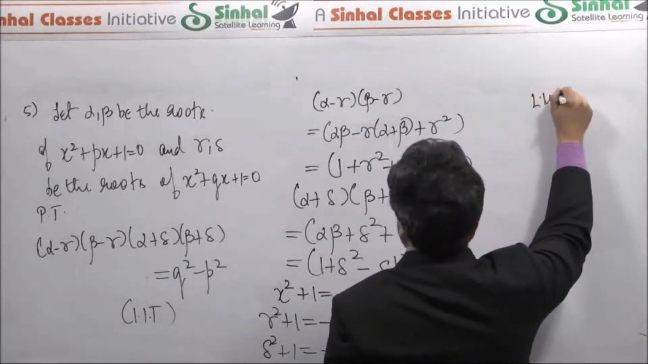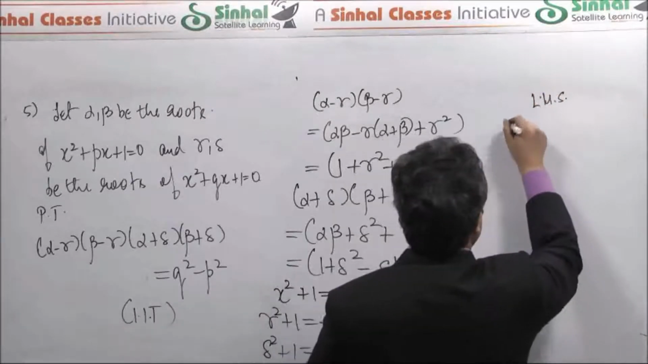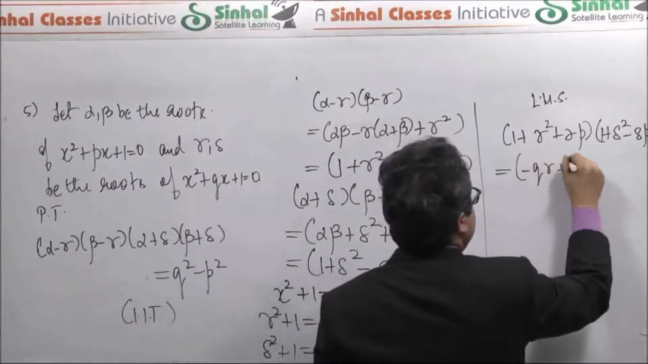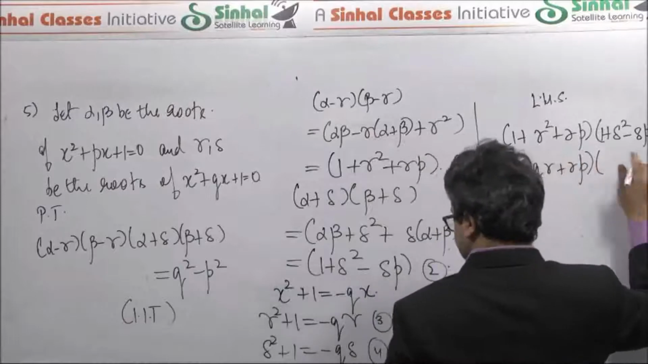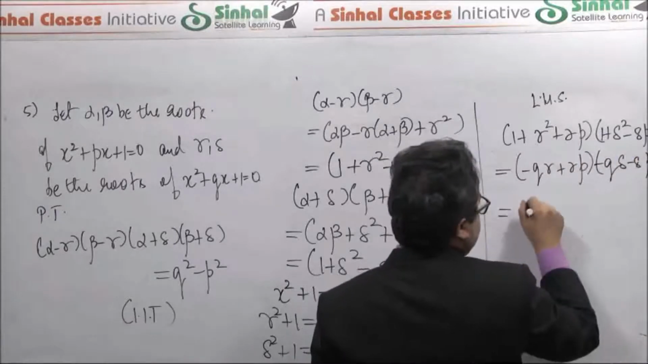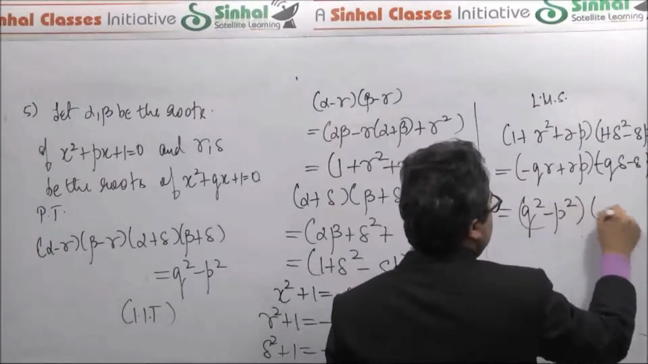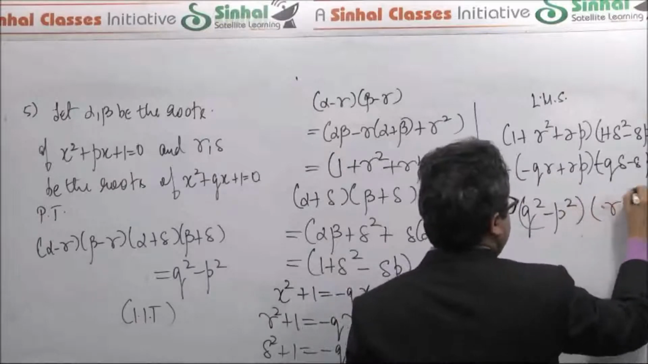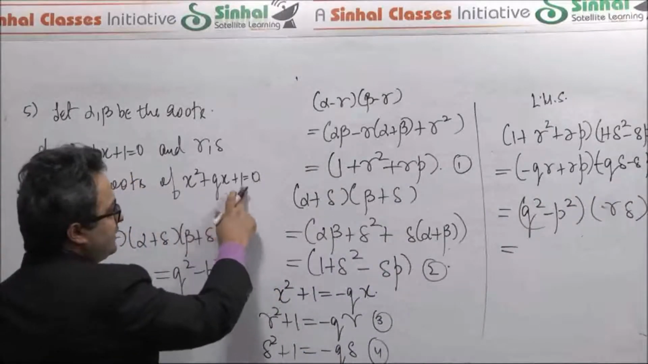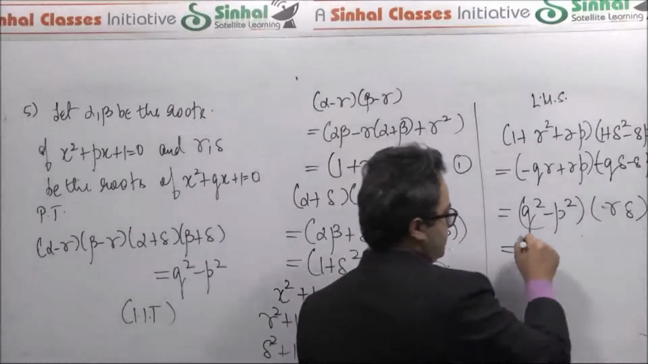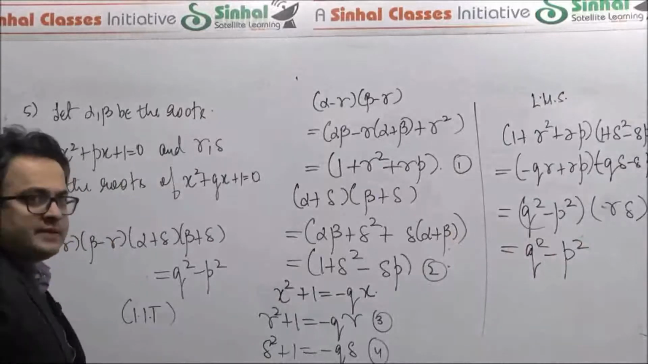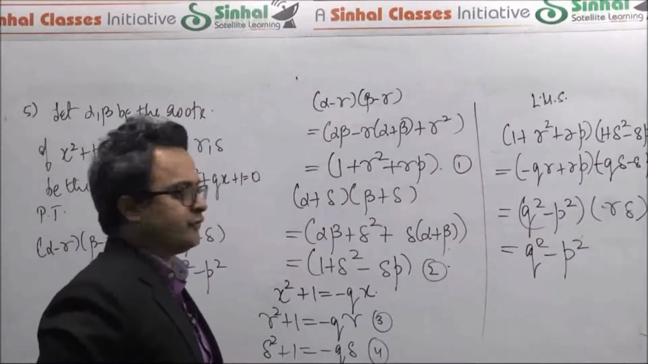So our left hand side was again the product of these two brackets. Now gamma square plus 1 is minus q gamma, so minus q gamma plus gamma p into delta square plus 1, again minus q delta. So that finally gives us q square minus p square into gamma delta. But since gamma and delta are the roots of this equation, gamma into delta itself clearly is plus 1. So the left hand side finally reduces to q square minus p square, which is something that we have to prove.